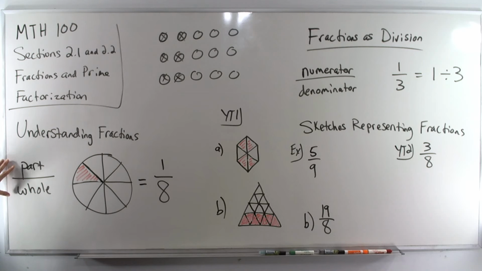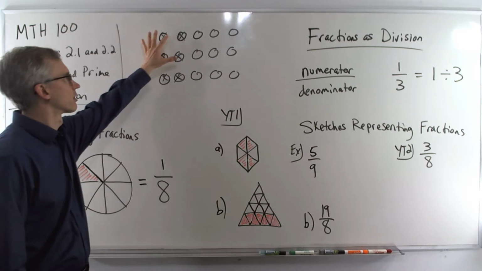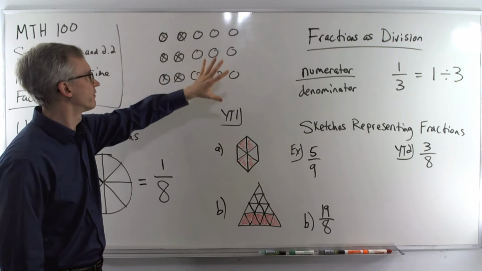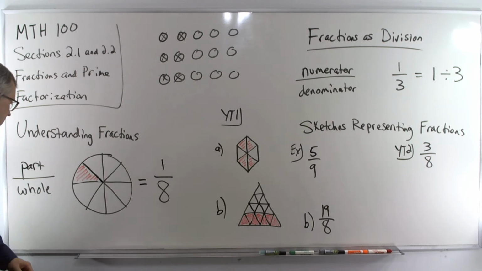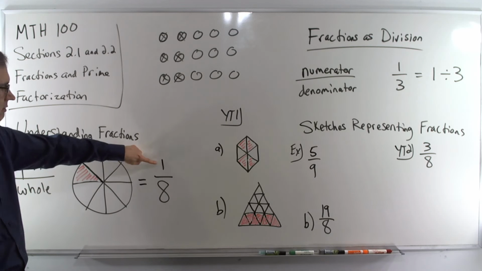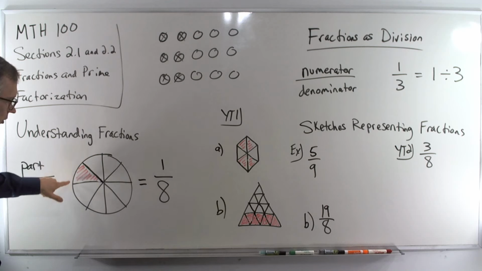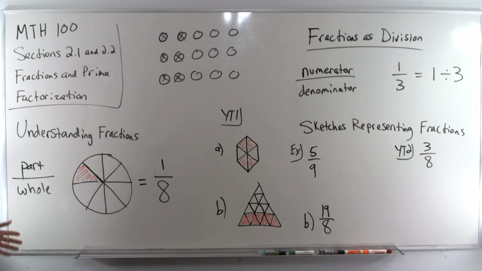Fractions represent a part over a whole. Now the whole may be one thing, like a pizza, or it could be a collection of objects, like the whole is all 15 of these. And then the part is the part that we're interested in, such as the shaded part here. So if we're interested in this piece of the pizza, that's one piece, so that goes up on top. And if you look at the pizza, it's cut up into 8 equal pieces, so 8 goes on the bottom, so 8's the whole.